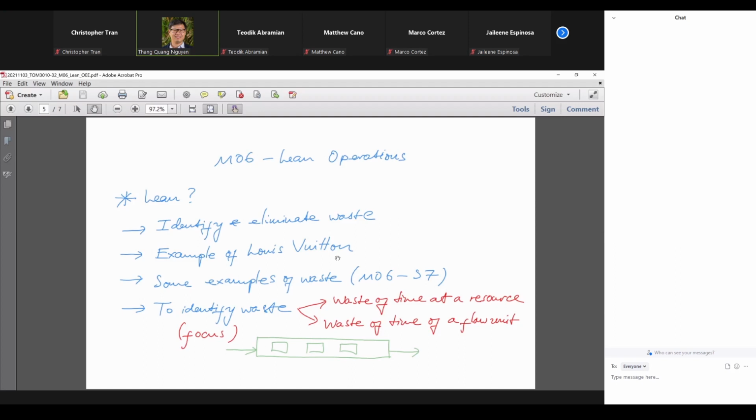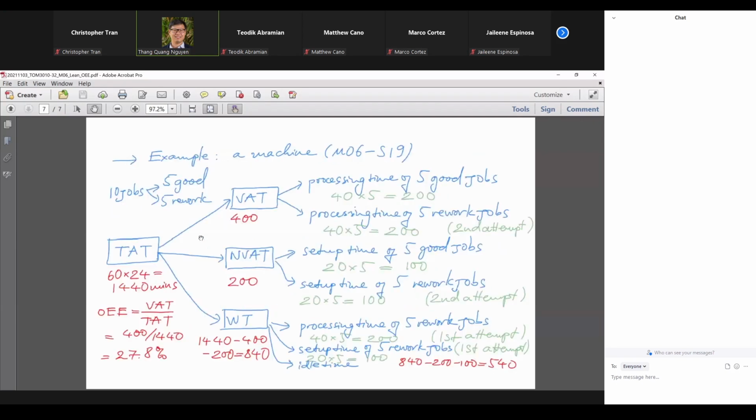Okay, so we are talking about the waste of time at the resource, right? That's the first perspective for us to identify the waste. And for that, we worked on that example, right? So a machine is available for 24 hours a day. And in one day, the machine has to work on 10 jobs. Out of the 10 jobs, 5 are good jobs and 5 are jobs with rework, right?